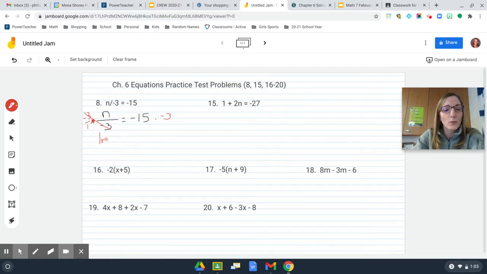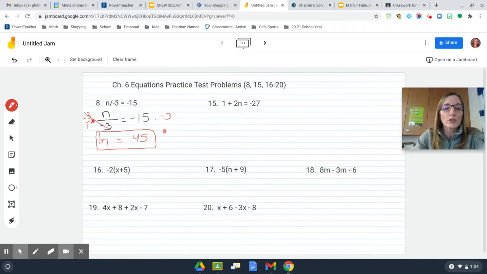So you end up with 1n equals, and then -15 times a -3. Well, 15 times 3 I know is 45, and then I just check my integer rules. 2 negatives give me a positive, so this should be a positive 45 answer here. So what I just did is I solved for the numerator.